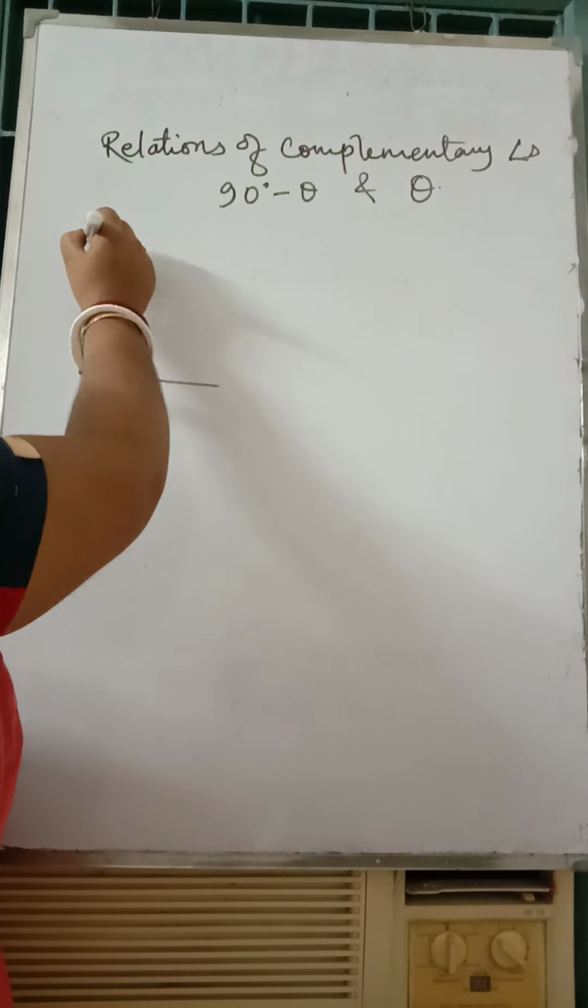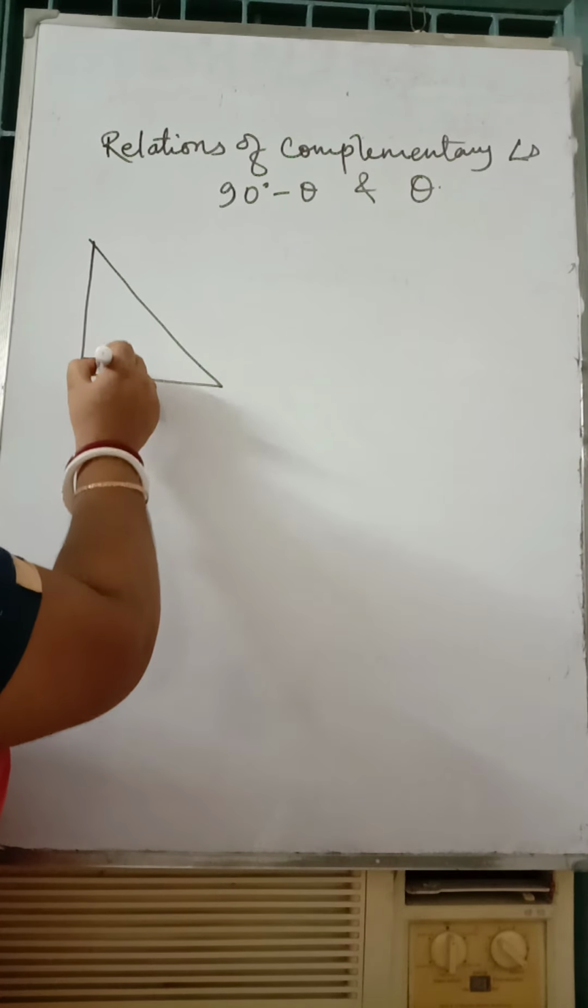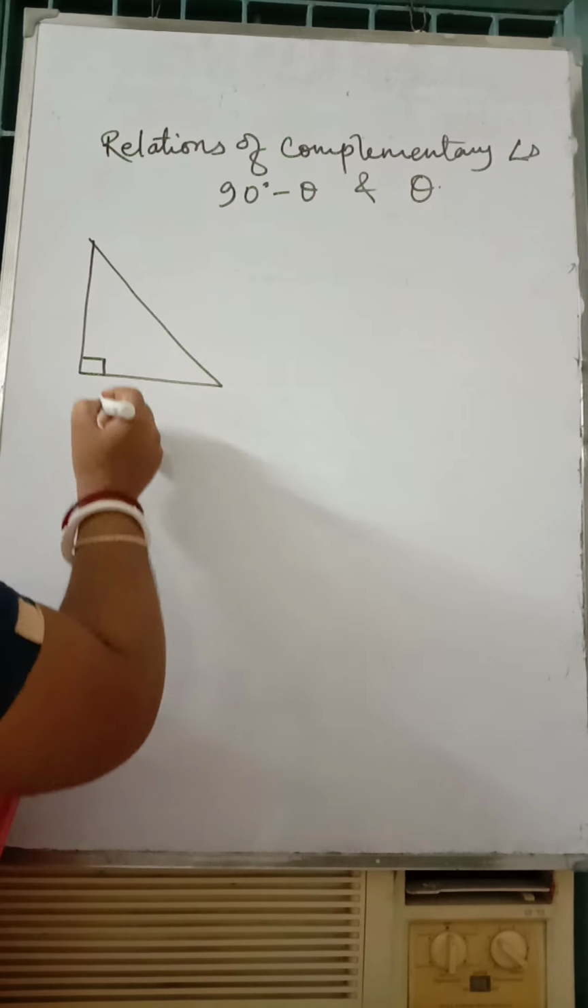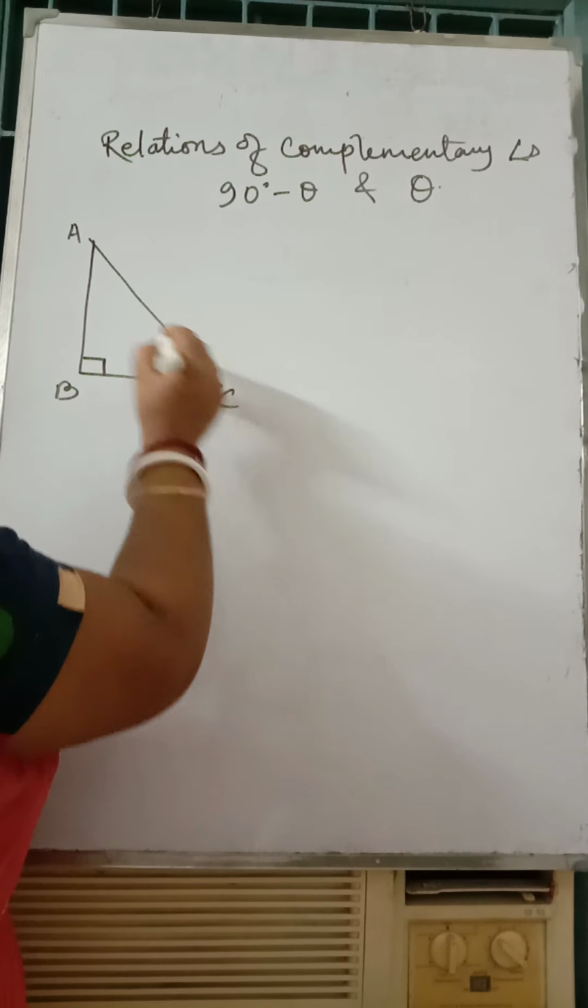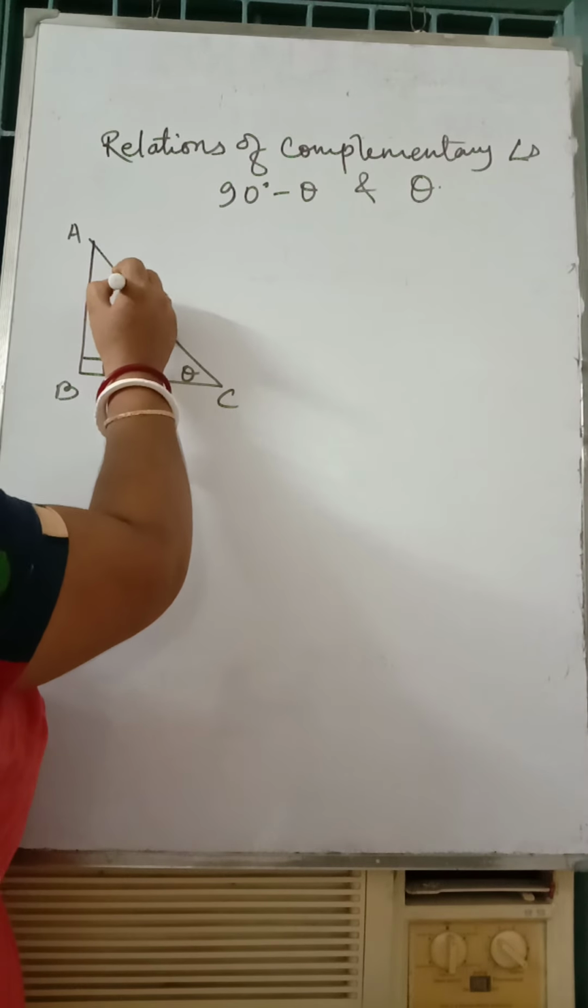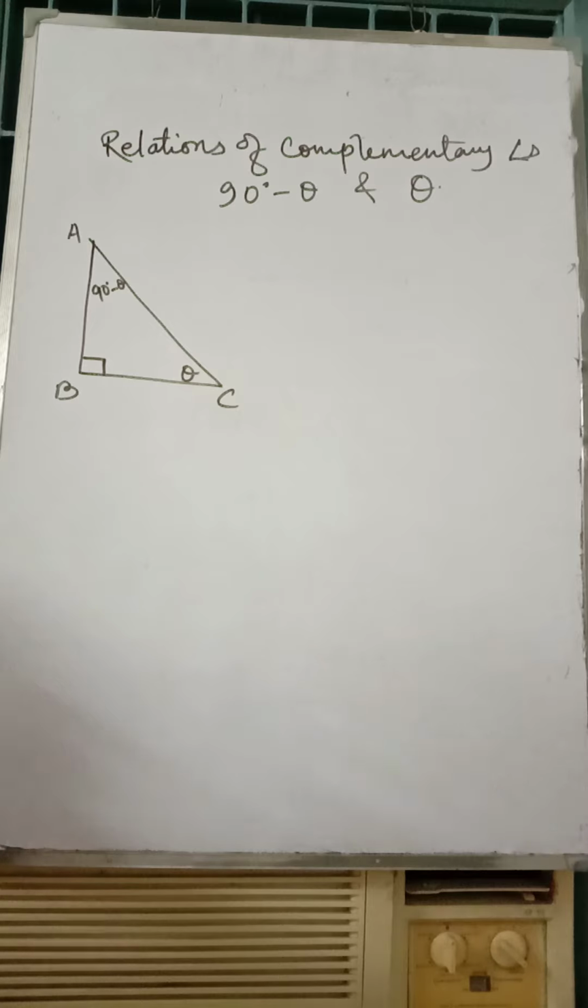Exercise 19D, before we start exercise 19D, we should know the relations between complementary angles 90 degree minus theta and theta. As we know, a right angle triangle is used for trigonometrical ratios. If this is 90 degree, angle C is theta, what will be the value of angle A? That is 90 degree minus theta. Now, this 90 degree minus theta and theta make a complementary angle. And we are going to read about this only now.